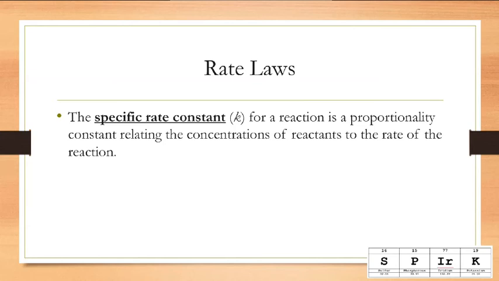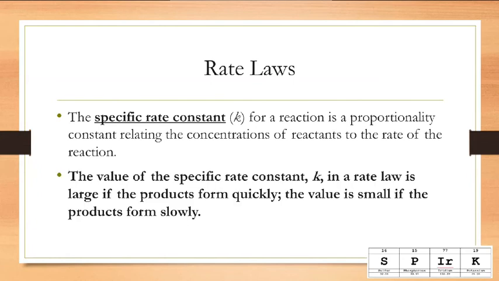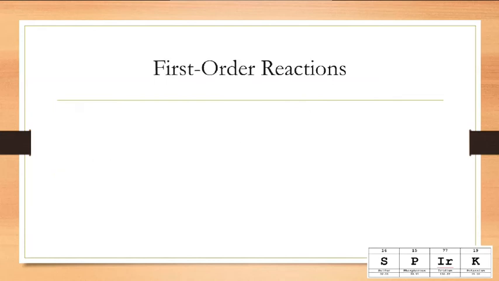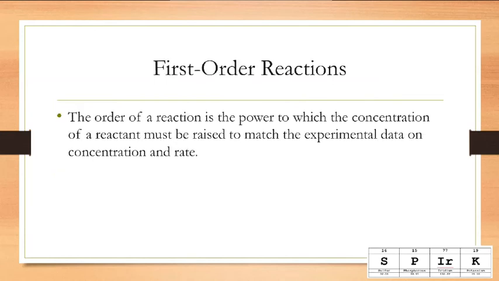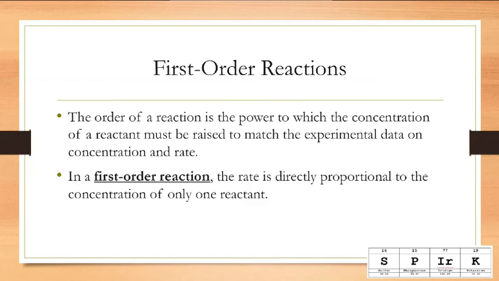The specific rate constant, K, for a reaction is a proportionality constant relating the concentrations of reactants to the rate of the reaction. The value of the specific rate constant, K, in a rate law is large if the products form quickly. The value is small if the products form slowly. The order of a reaction is the power to which the concentration of a reactant must be raised to match the experimental data on concentration and rate.